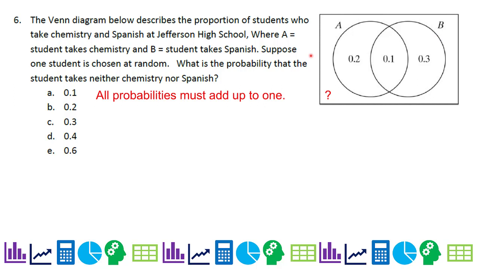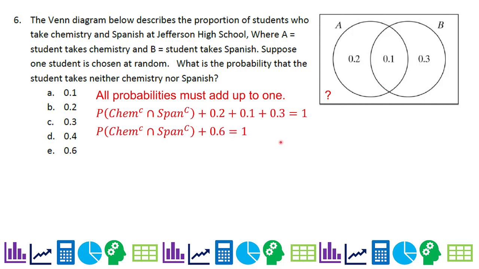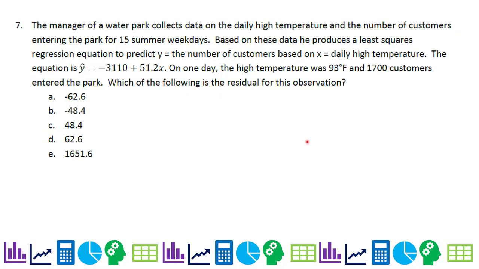Well, all probabilities must add up to 1. So I know that if I add up the probability of not chemistry and not Spanish, plus 0.2 plus 0.1 plus 0.3, I need to get 1. Combine these, we get 0.6. And so the answer is 0.4. So this one's actually pretty straightforward.